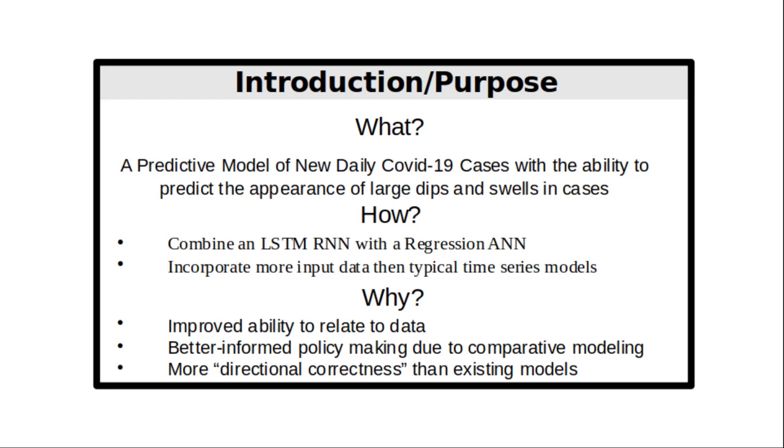To do this, I combined a recurrent neural network containing long short-term memory layers with a feed-forward neural network designed for regression. The regression model incorporates the data predicted by the recurrent neural network and other data into its calculations. The reason for this is to enable policymakers to compare models computed using data for proposed social distancing and logistical guidelines. This is done in order to choose the best route to combat the spread of COVID-19.